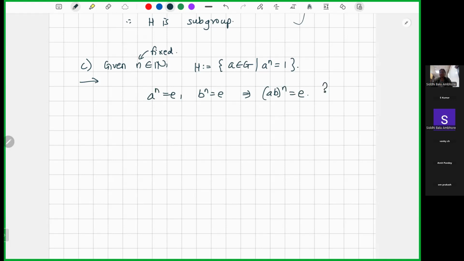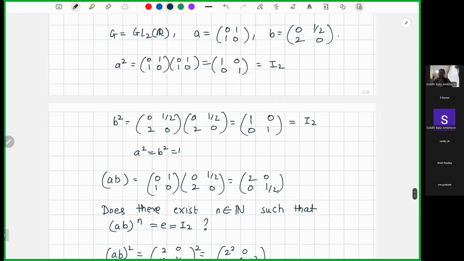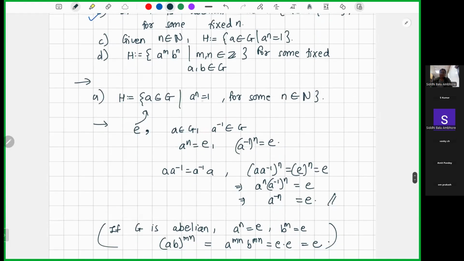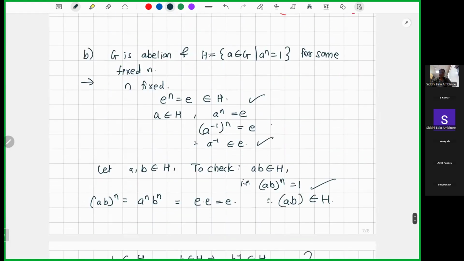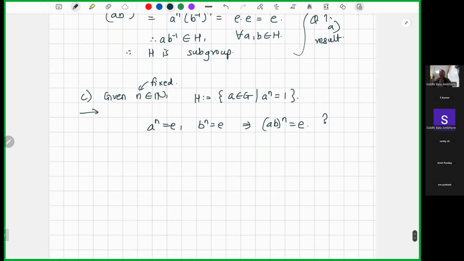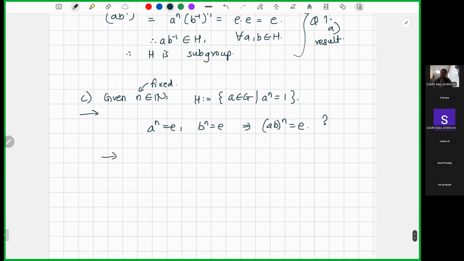And this is exactly what we did in our first. So here we had that A power n is 1 for some n. Here what they are doing is that they are fixing the n and collecting all the elements such that the nth power of that element is identity. And they are asking us to check whether this forms a group or not. But this is not true because we can again choose the previous example.